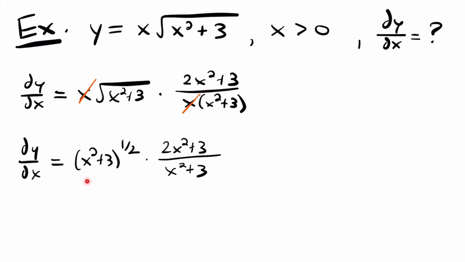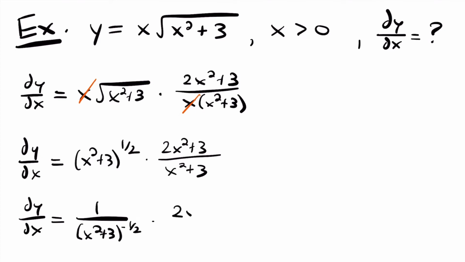Right, and so the reason that I rewrote this to have the 1/2 power instead of the square root is that I'm going to be able to combine this quantity with this quantity, right? Notice that we have (x squared plus 3) to the 1/2 power and (x squared plus 3) to the first power, right? So if we move this to the denominator, that would give this a negative exponent, right? So we could rewrite this to be 1 divided by (x squared plus 3) to the negative 1/2 power, and then we would be able to multiply the denominators and combine their exponents. And so let me show you what I mean. We'll have that dy dx is equal to 1 divided by (x squared plus 3) to the negative 1/2 power times (2x squared plus 3) divided by (x squared plus 3).